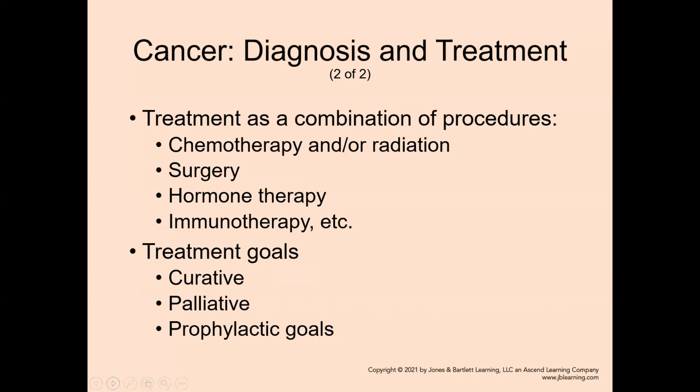Treatment goals depend on when you found the cancer and what type of cancer it is, and that can be anywhere from curative to palliative to prophylactic. An example of prophylactic would be where women with the BRCA1 and 2 genes have their ovaries removed because they have those genes.